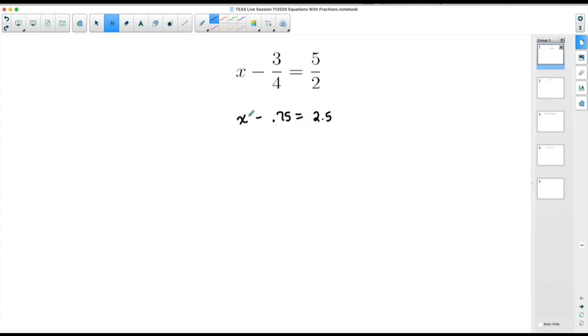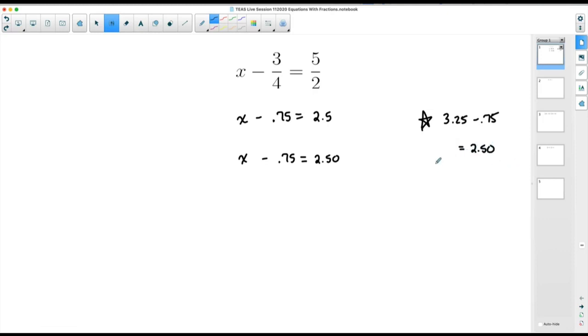So here, I want you to think about money. Let me just rewrite this. Suppose we have some money amount, subtract 75 cents, and if we subtract 75 cents from something, we get $2.50. Well, let's think about that. If you had $3.25 and you subtract 75 cents from that, what are you going to get? You're going to get $2.50, right?